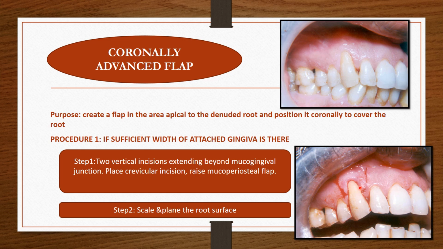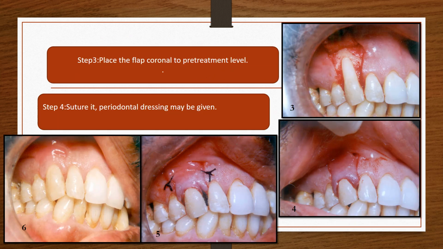Then there should be a trapezoid type. It should be oblique incisions. Okay, two vertical incisions should be oblique to the line angles. Then we have to have a crevicular incision, raise the mucoperiosteal flap. Then we have to have thorough scaling and root planing of the surface. Place the flap coronal to the treatment level. So we have to place the flap coronally. Then we are sliding up towards the coronal area.